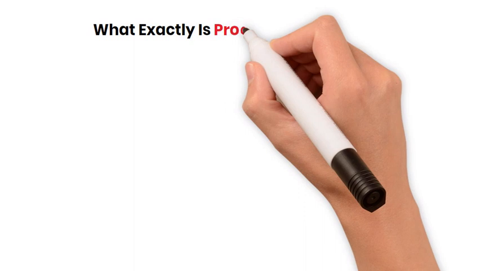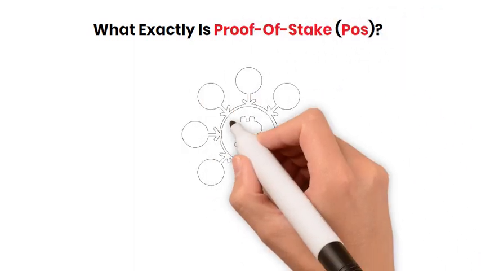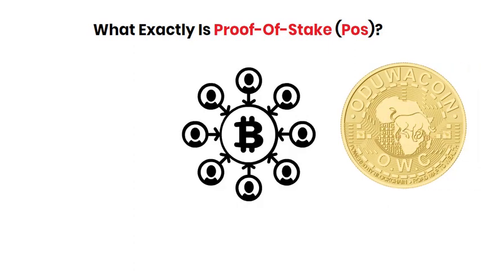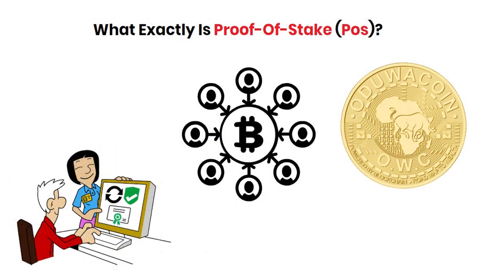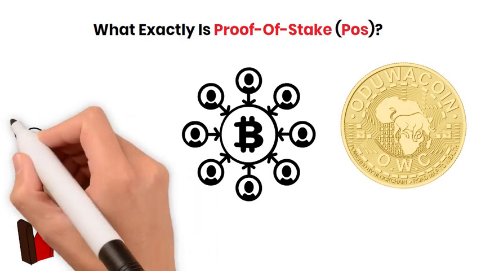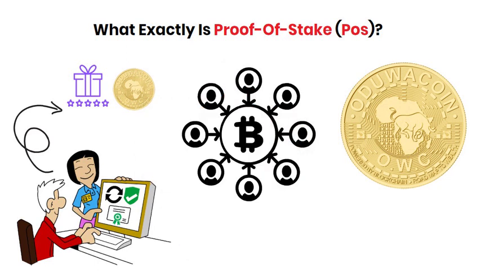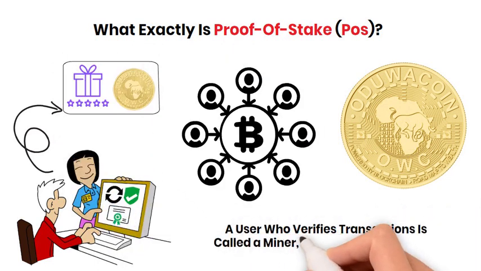So what exactly is proof of stake? POS is a consensus mechanism in which users of a network have to stake some portion of their Oduwacoin to have a chance at forging the next block. Once a user is selected to validate a block and can accurately verify all transactions in that block, they are rewarded a certain amount of Oduwacoin for their work. A user who verifies transactions is called a miner, or a forger, on a network.